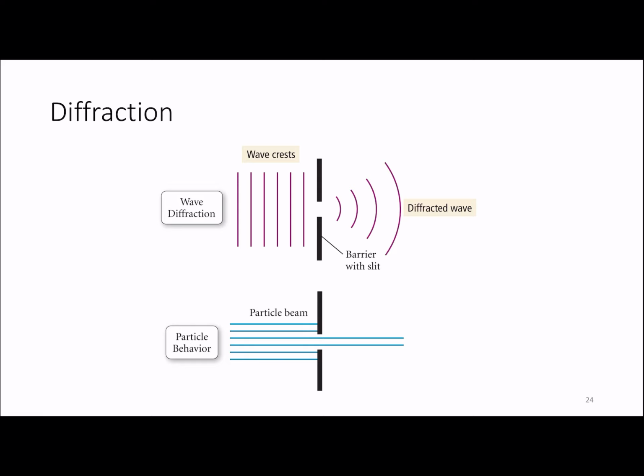So here in the top picture you have these waves that are traveling towards some barrier with a slit. And when they hit the slit, they bend around, making this diffraction pattern that you see here. Now, if you do the same thing with particles, what you'll see is that particles will either hit the barrier and then just stop or bounce back, or they'll pass through the barrier, but there's no diffraction or bending that happens at all.